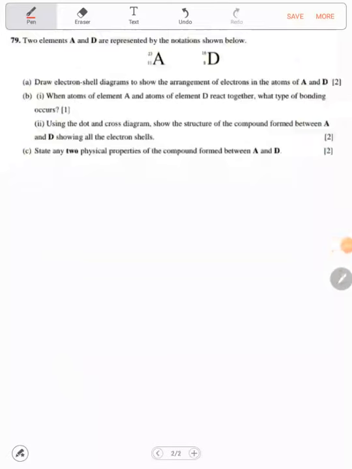Okay, let's go to this question. It says 2 elements A and D are represented by the notation shown below. Draw electronic shell diagrams to show the arrangement of electrons in the atoms of A and D. When you look at A here, it has 23 and 11. Which number are we going to use? We use the atomic number. So the electronic configuration of atom A is 2, 8, 1, because there are 11 there.